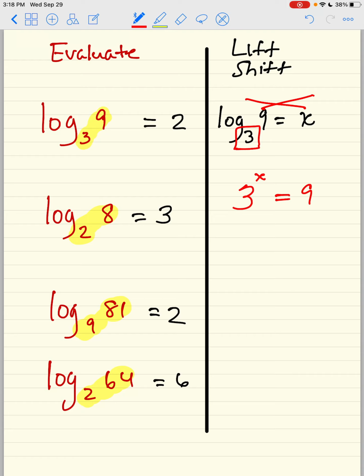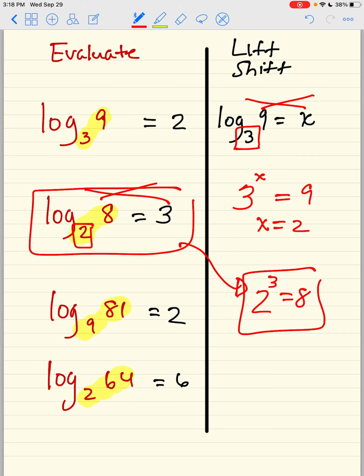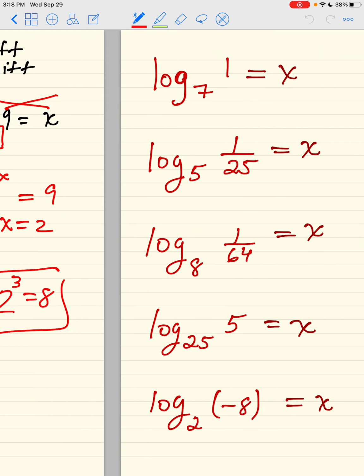Okay? So 3 to what power makes 9? 2. Okay, what about this one here? Well, you can do it by lift what's on the floor and shift. Okay, so let's go to a new page. And so that's why our answer is 3.